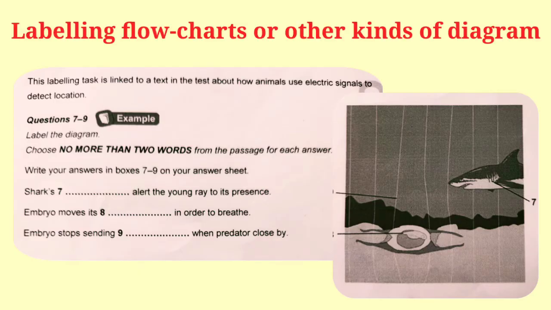The next one is the labeling, flowcharts, or other kinds of diagram. This labeling task is linked to a text in the test about how animals use electric signals to detect location. Now, you have to label the diagram. And again, the instruction says, choose no more than 2 words from the passage for each answer.